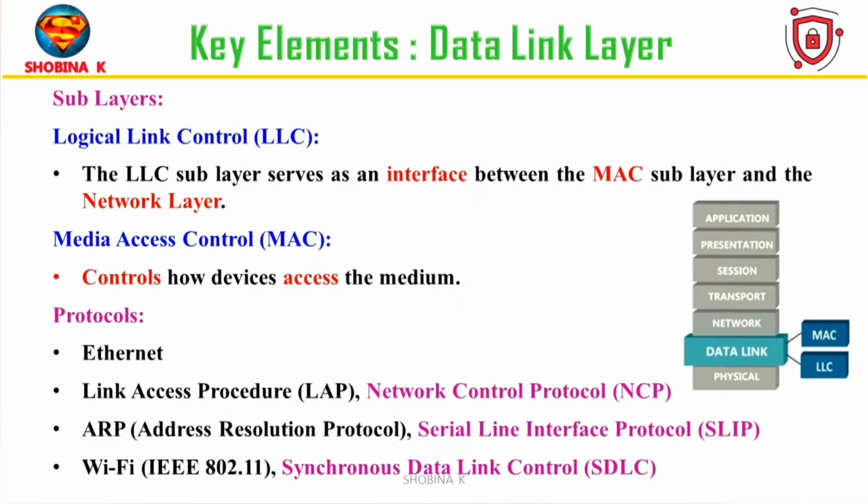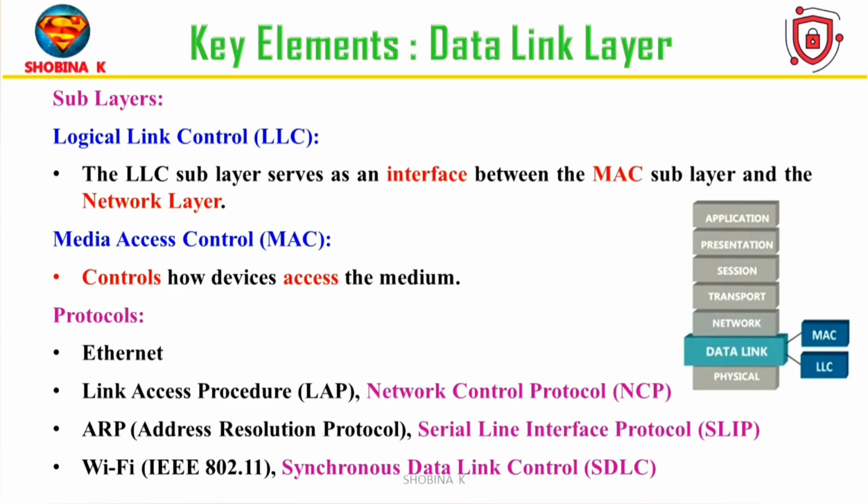Next, the protocols used in data link layer. Ethernet, it is a widely used protocol for wired network which manages data transmission between devices. Next, link access procedure and network control protocol. These protocols are used for managing data transfer in networks like X.25. Next, ARP, address resolution protocol. It translates the IP address to MAC address, which allow devices to communicate on local networks.